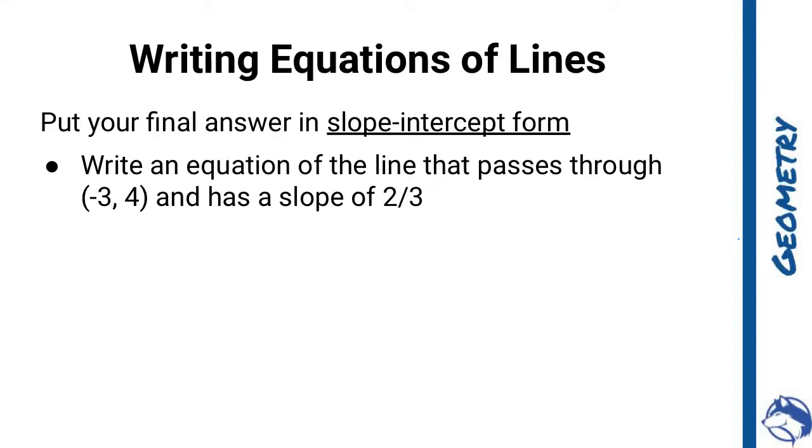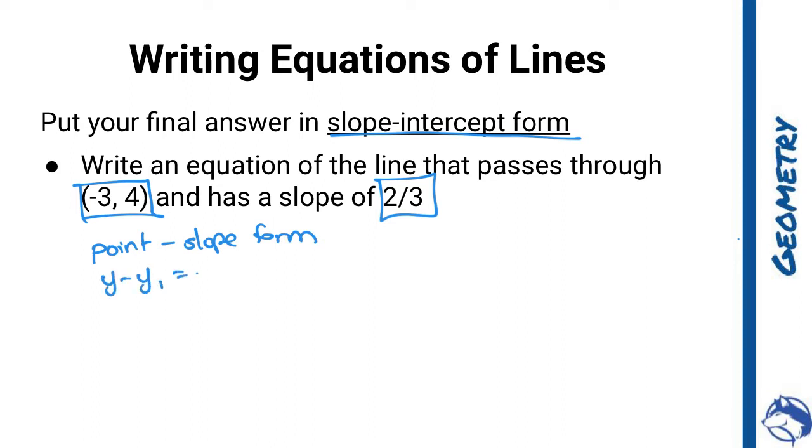Here's another example where we are given a point and we are given a slope and we're asked to write it in slope-intercept form. So I always like to start here in point-slope form. And I always like to write it down just so it keeps me in the loop of what I'm actually looking for.